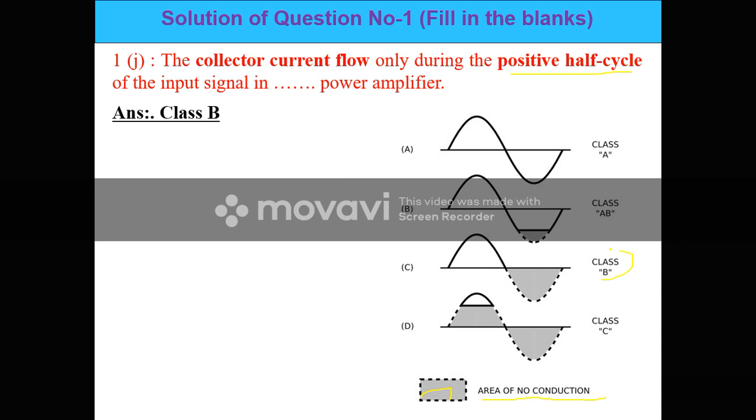That's why we have written that collector current flows only during the positive half cycle. Only in the positive half cycle will the current flow for the signal, and the remaining part will be blocked. In class C, for the positive half signal a small amount of current will flow, the remaining will be blocked, and the negative parts will also be removed. So this is class B. Hope it will be clear.